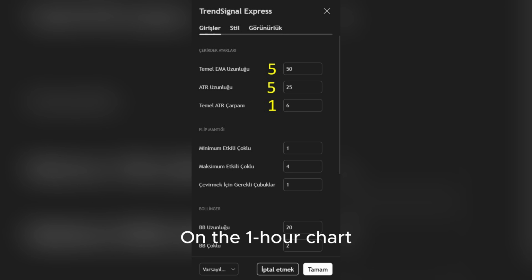On the 1-hour chart, EMA length 20-30, ATR length 14-20, and an ATR multiplier of 4 to 5 capture swing trends very cleanly.